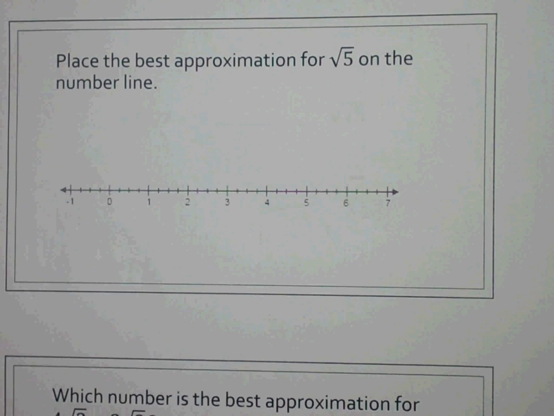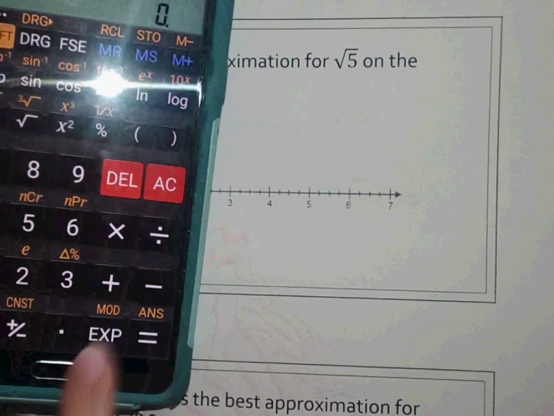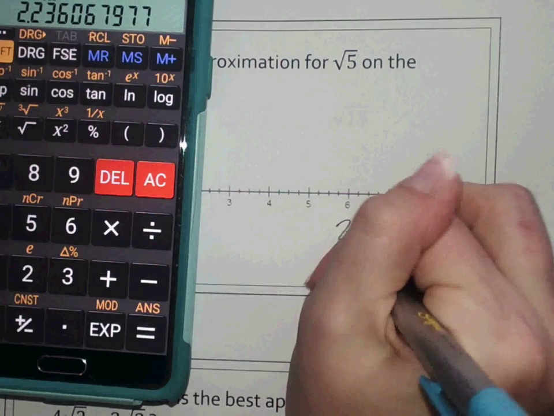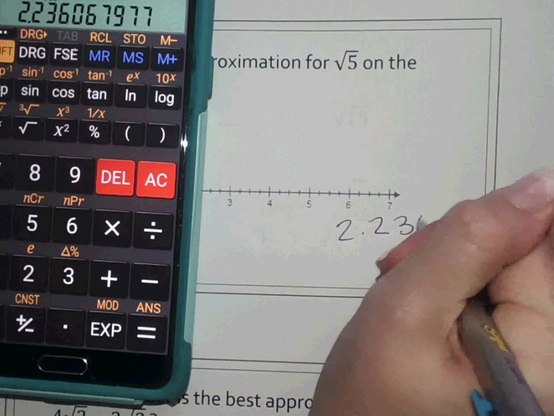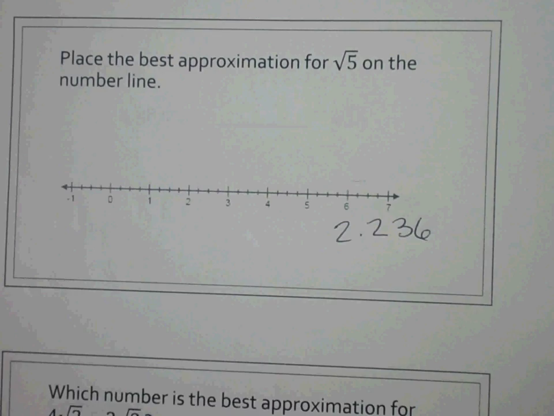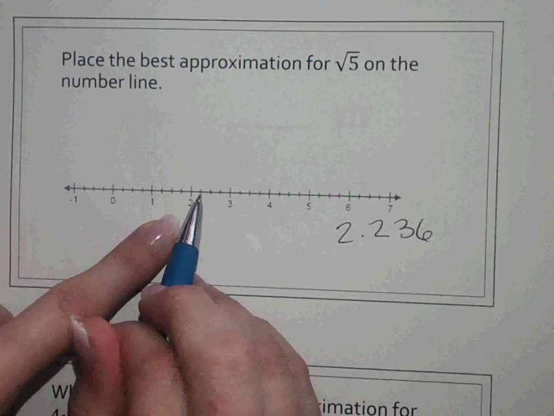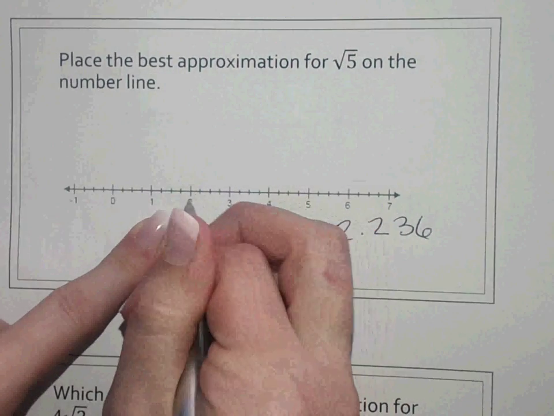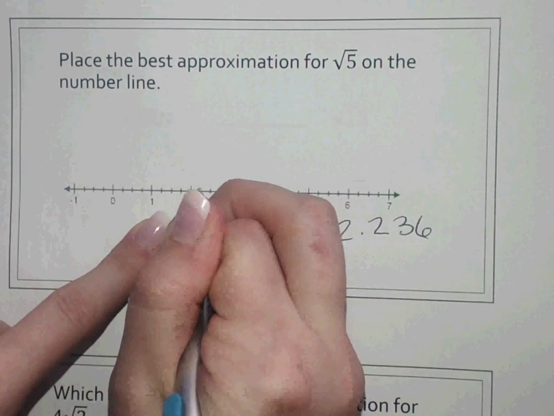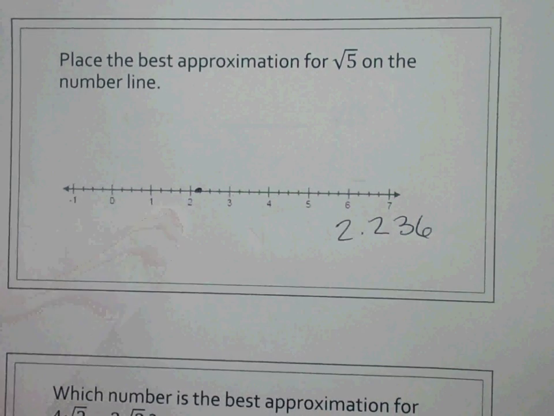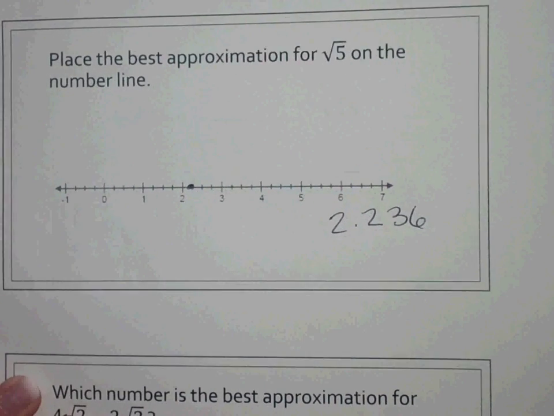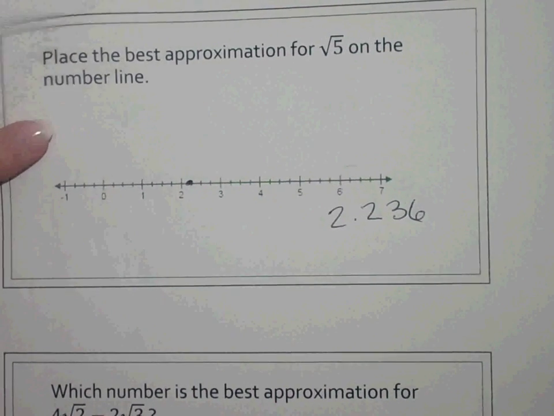Okay, what is the best approximation for the square root of 5 on the number line? Well, I can use my calculator to do the square root of 5. It tells me that that's about 2.236. So I'm going to look at 2, and it looks like I've got 1, 2, 3, 4 marks, so these are each fourths. So it would be 2.25 right here. So I can go ahead and put the square root of 5 right there on the number line, because that would be about 2.25.